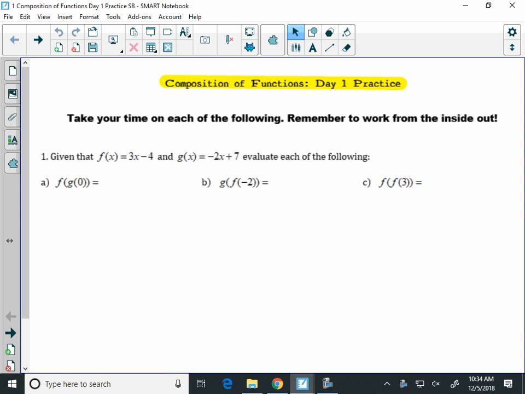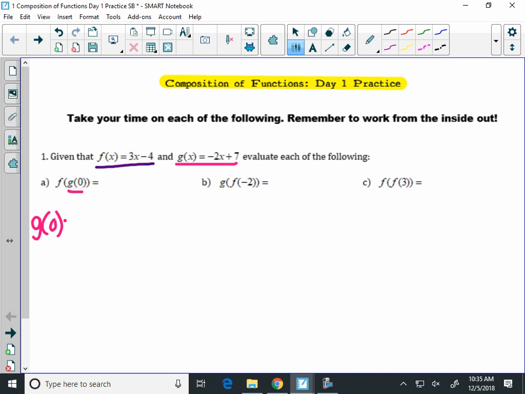All right, so we have two functions here, f and g. We know that f of x is 3x minus 4, and g of x is negative 2x plus 7. We're going to evaluate each of the following. So let's start with A. A says find f of g of 0. Now remember from the notes, we said that when you're doing composition of functions, you start with the function that is on the right. So we're finding g of 0 here, and that is our first task.